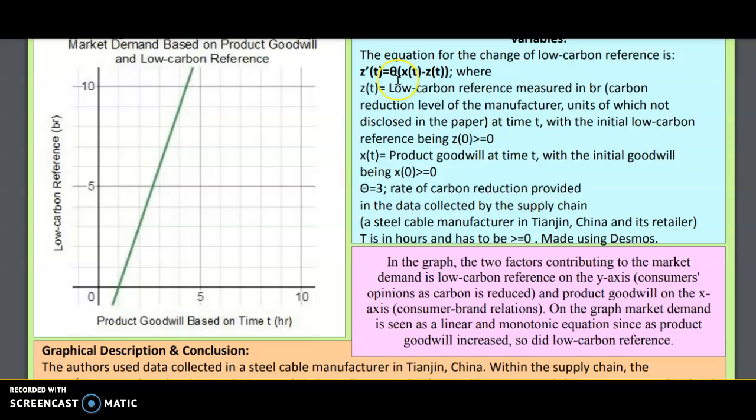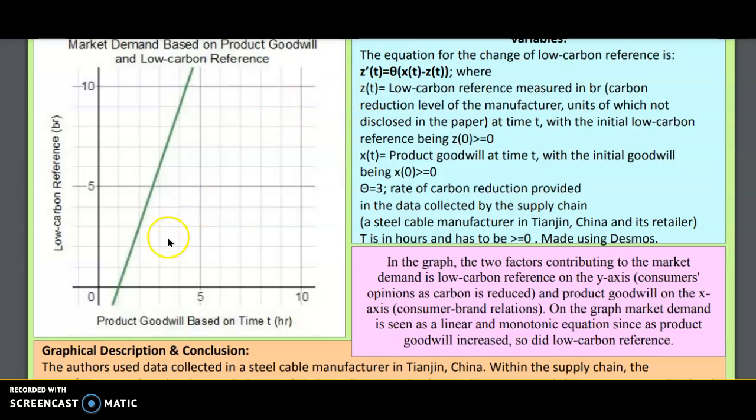Theta, represented in the equation, is the rate of carbon reduction, which I simplified by assuming that it is always a constant of 3 based on data collected from the supply chain of a steel cable manufacturer in Tianjin, China, which the authors used to source their data. Time was also assumed to be 1 hour to graph this model simply.